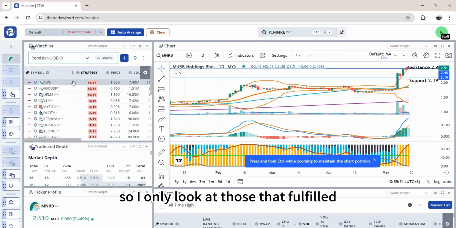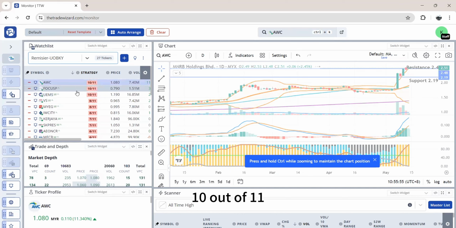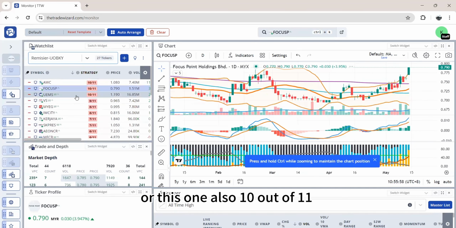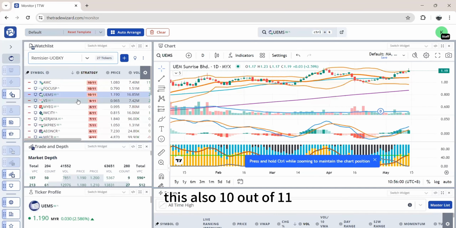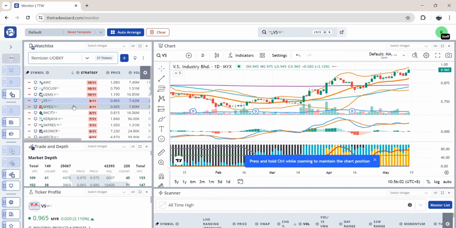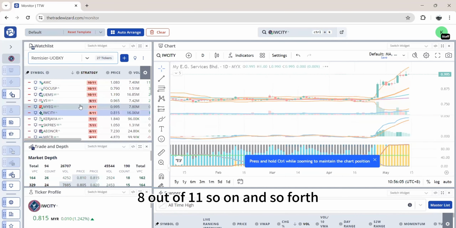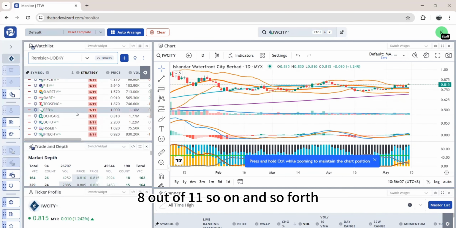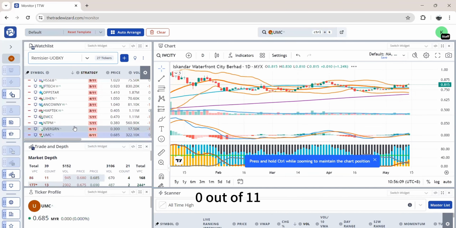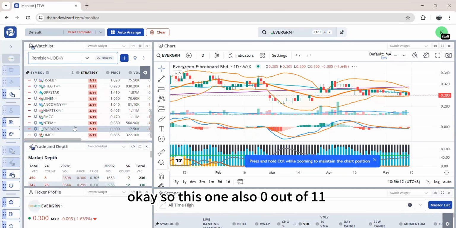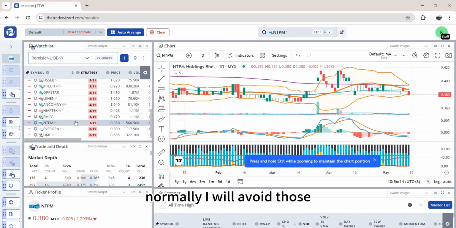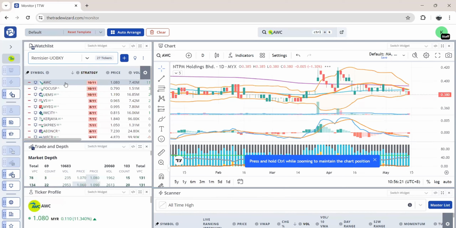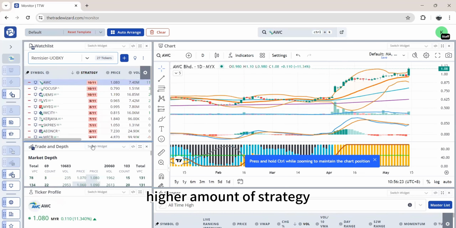So I only look at those that fulfill a higher amount of strategy, like maybe 10 out of 11, or this one also 10 out of 11, this also 10 out of 11, or this one 9 out of 11, this one 8 out of 11, 8 out of 11, so on and so forth. And normally I will avoid those like 0 out of 11. Okay, this one also 0 out of 11, 1 out of 11. Normally I will avoid those that fulfill this amount of strategy and choose those that fulfill a higher amount of strategy.